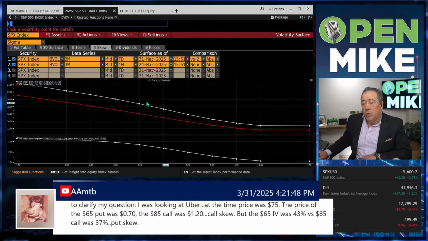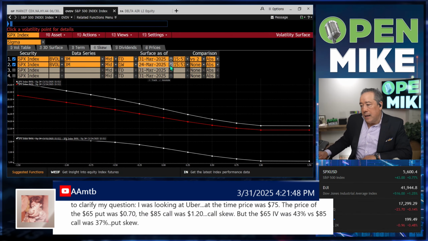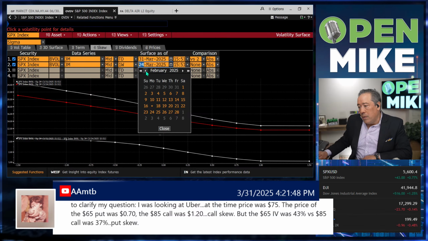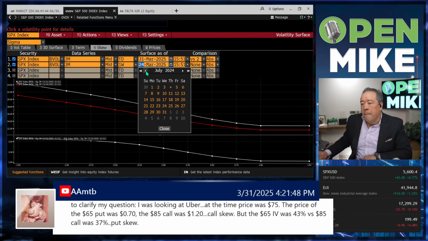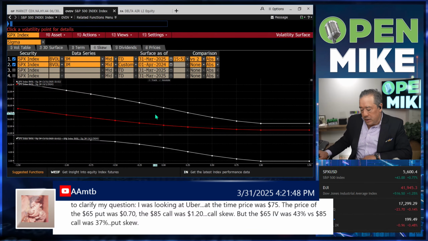Okay, so let's just take a look. Right now we're looking at the skew in sigma terms out 3 months as of today. That's the one in white. And why don't we go back a whole year? I think I'm going to go back a whole year here so we can compare the same day, March 31st of 2024. I'm not going to do that because that's a Sunday, and that Friday was Good Friday. So why don't we go to April Fool's Day? That's close enough.